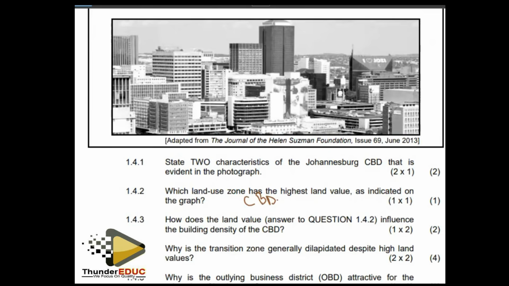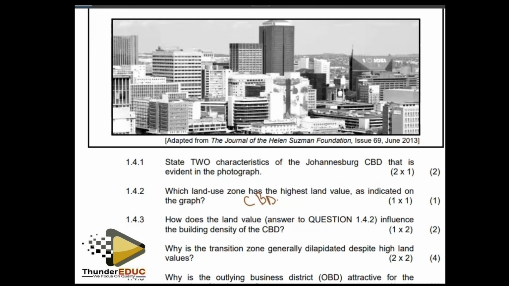Okay. 1.4.3. How does the land value in your answer to question 1.4.2 influence the building density of the CBD? In other words, how is the land value causing the buildings to be close to each other? Okay. Sorry, once again, how does the land value, which we said is high in the CBD, influence the building density?